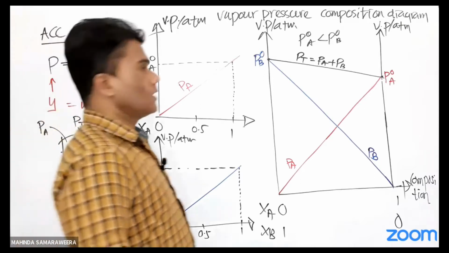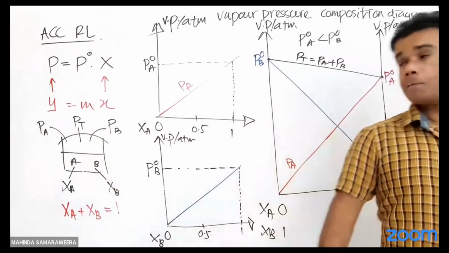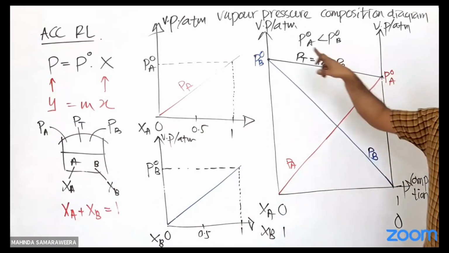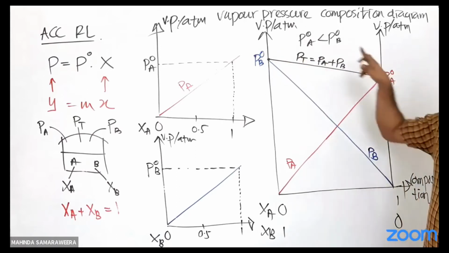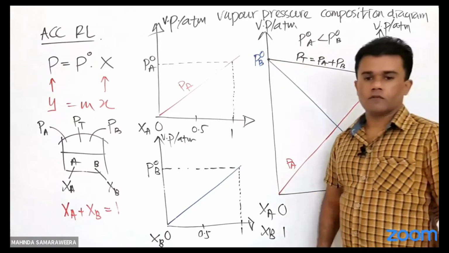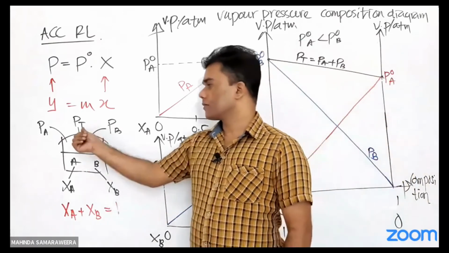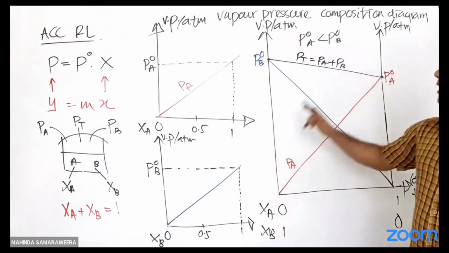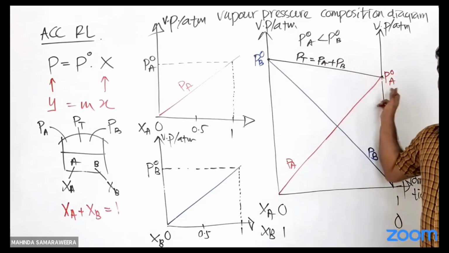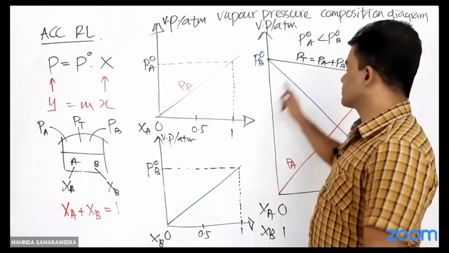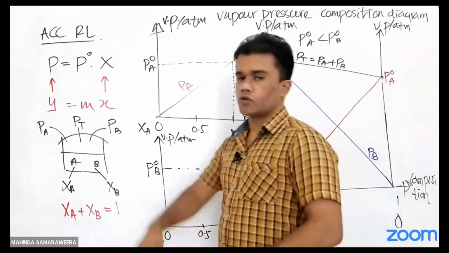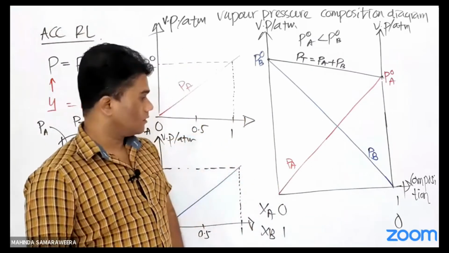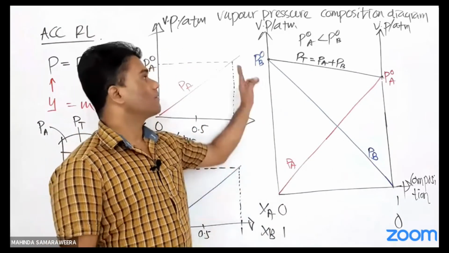As you can see, the total pressure of the system should be in between the saturated vapor pressure of the two liquids. So when you get an ideal solution, the total pressure should be in between the saturated vapor pressure of the two pure liquids. Total pressure is greater than one and less than the other. It should always be in between these two saturated vapor pressures of pure liquids. Let's have that one also.